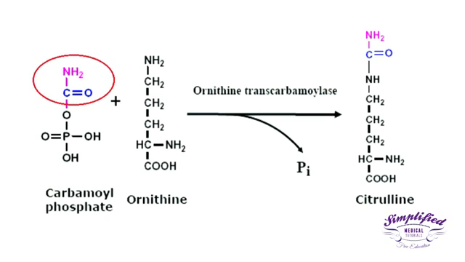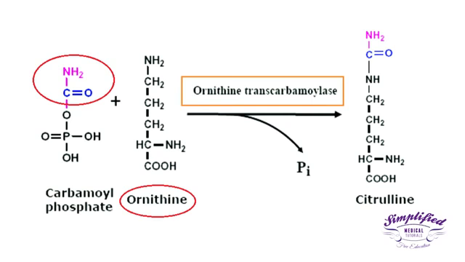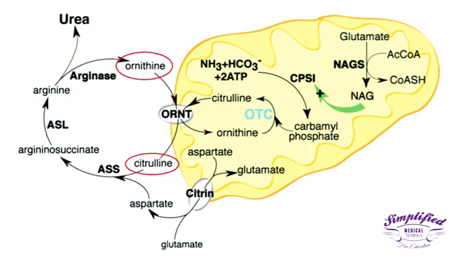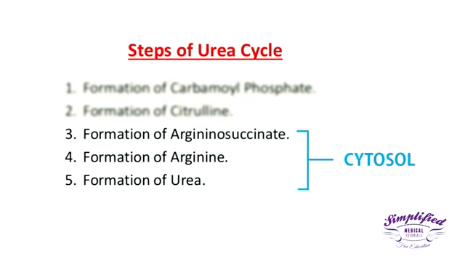The next step is the formation of citrulline. The carbamoyl part of carbamoyl phosphate is transferred to ornithine by the enzyme ornithine transcarbamylase to form citrulline. Ornithine and citrulline are basic amino acids that participate in the urea cycle, moving across the inner mitochondrial membrane via a co-transporter. The following 3 reactions now occur in the cytosol.